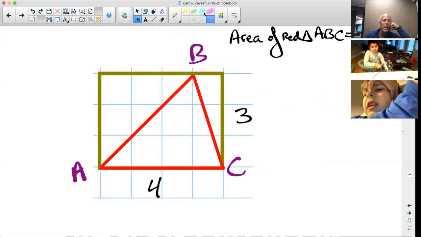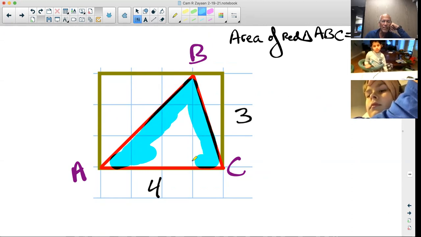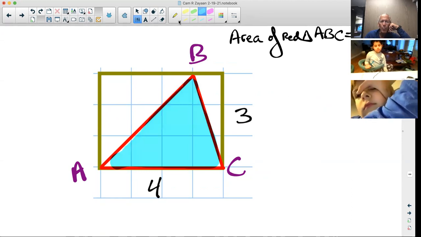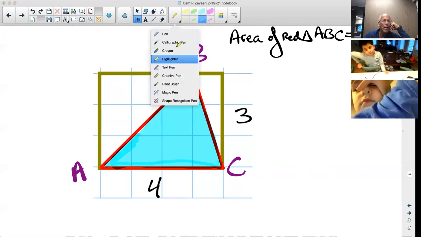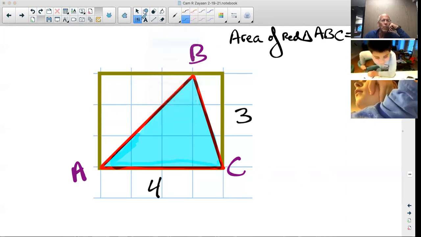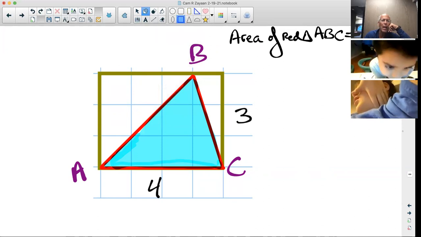Go on, Cam. That's easy. Any ideas? 8. Interesting. Now let's do this, Cam. Let's see what Zayaan has to say. And Zayaan, I don't want you to be anchored by the number 8. Make believe that Cam didn't even say 8. What do you think independently is the area of that rectangle? I mean, I'm sorry, triangle.